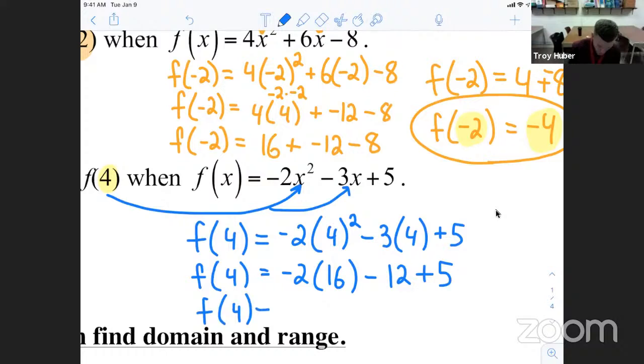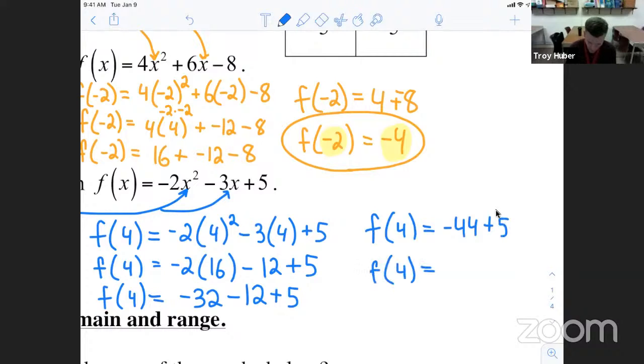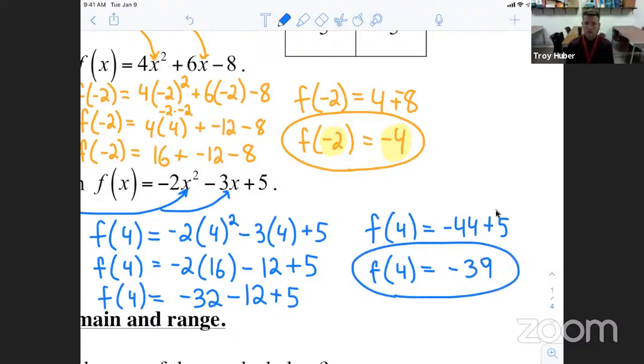f of 4 is equal to 16 times -2, which should give you what, -32? So -32 minus 12 plus 5. So f of 4 is equal to -44 plus 5. So I got f of 4 is equal to -39. And that's how you do those 2 function notation questions.